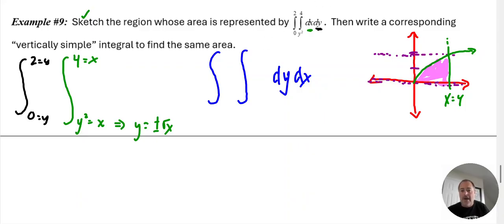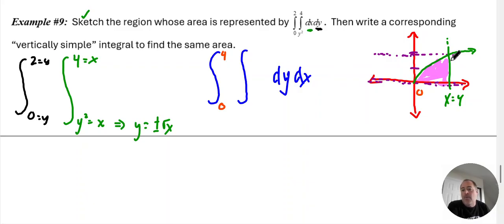So let's do that. The first thing is that our bounds are x equals 0 and x equals 4. So we're going to replace the bounds, which were the 0 and 2 from bottom to top, with a 0 and 4 here. That's going to take care of our x values, the bounds from 0 to 4.